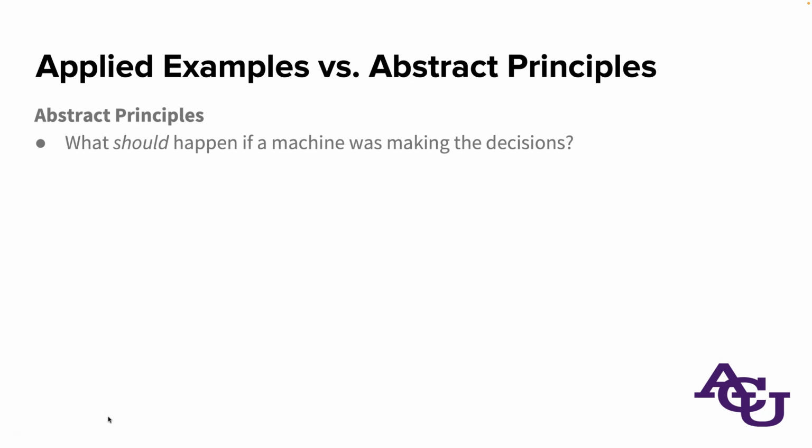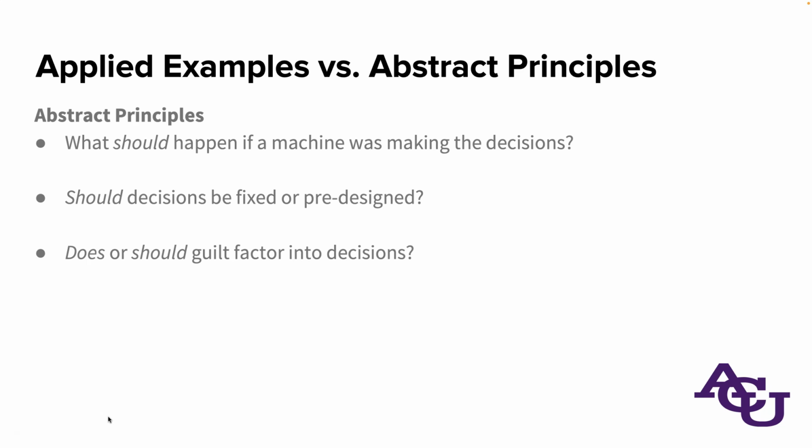For abstract, well, you might contextualize it as, okay, so what if you were programming a machine to do something? What should happen, or what do you believe should happen, if a machine was making the decisions, or if a computer programmer was making a program that would decide based on preset criteria? And should decisions be fixed or pre-designed? Can we say, well, this is what should always happen? And does or should something like guilt factor into decisions?